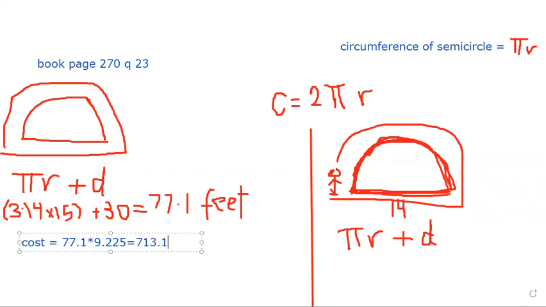The answer is 713.17. If you want to approximate, it will be 713.18. So the idea to solve this question, if you have a figure that takes a semicircle, which is half circle, we will calculate the circumference around it, and then we will add its diameter.